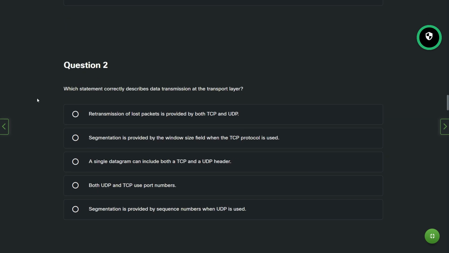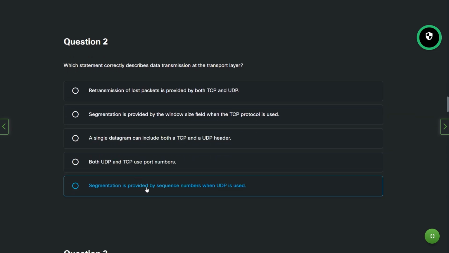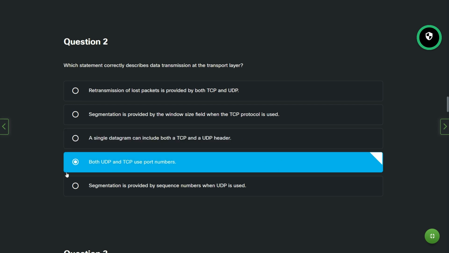Question 2. Which statement correctly describes data transmission at the transport layer? Retransmission of lost packets is provided by both? No. Segmentation is provided by the window size field when the TCP protocol is used. A single datagram can include both TCP and UDP header. Both UDP and TCP use port numbers. That is correct.